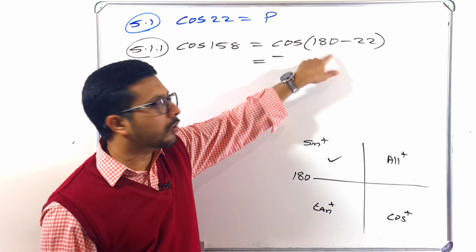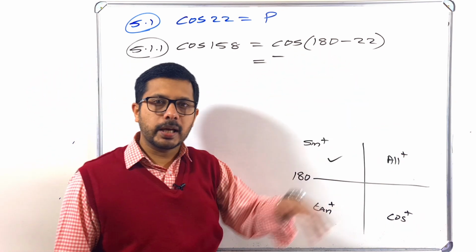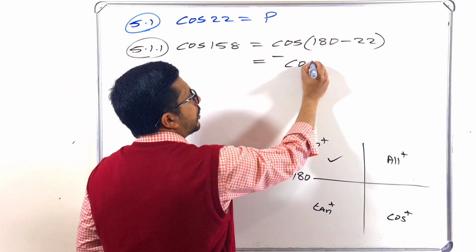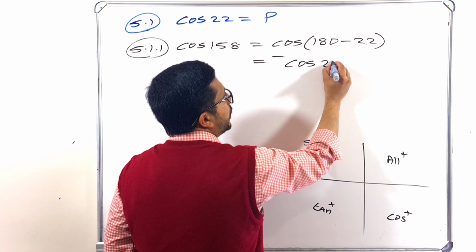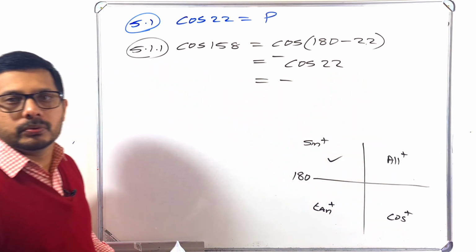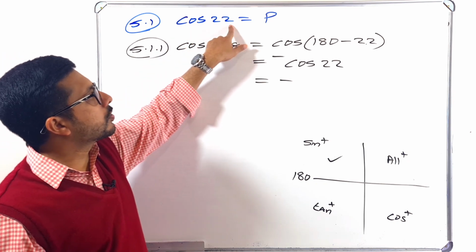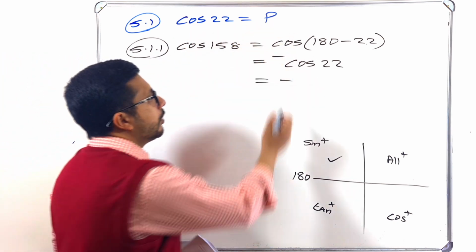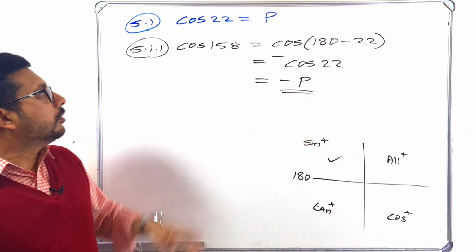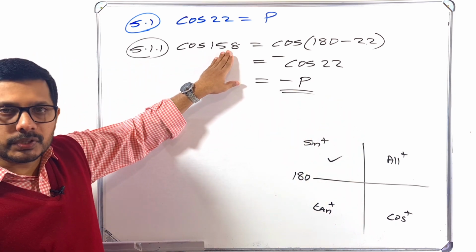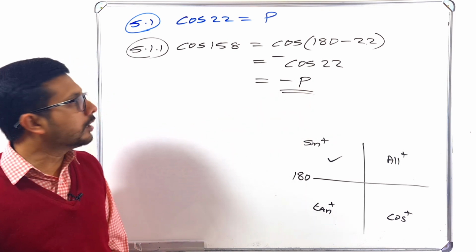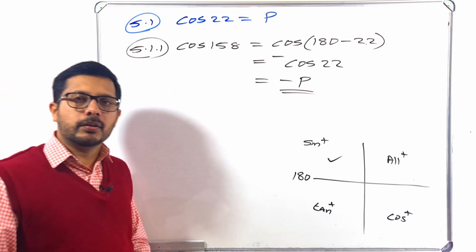Then if it is based on 180 or 360 horizontal line, no change in the trigonometry. That is, here it is cos, so here also it is cos, then 22. So minus cos 22. What is cos 22? It is given in the question that cos 22 is equal to P. So it is minus cos 22. That means minus P. So you can see that you got the answer of cos 158 in terms of P. What is the answer? Minus P. Okay, so that is question number 5.1.1.